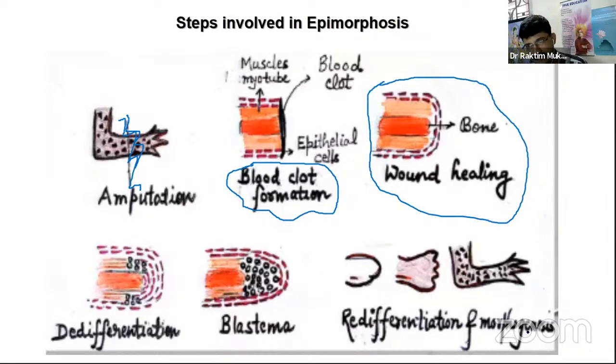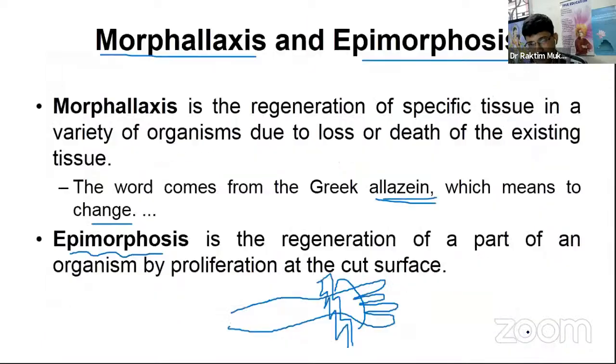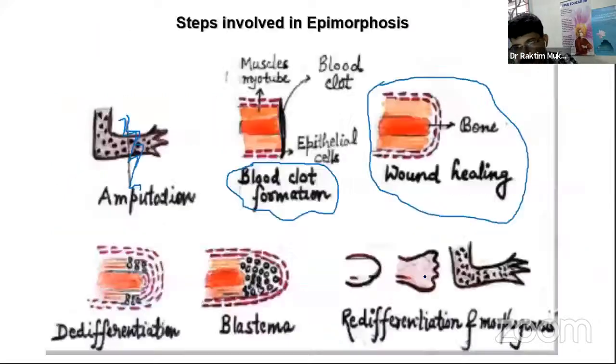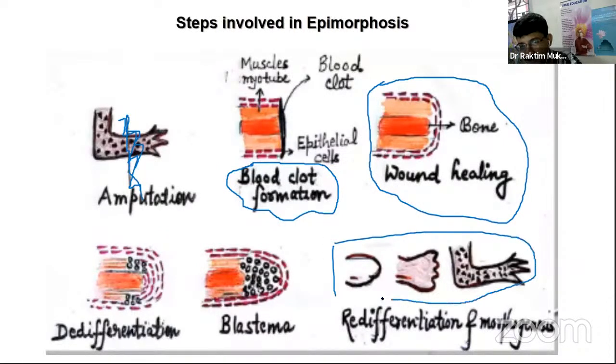Once again, let's see the definition based on this example. Epimorphosis is the regeneration of a part of an organism by proliferation at the cut surface. So therefore, here you see the cut surface, the proliferation takes place, and ultimately you end up with the complete structure. This is epimorphic regeneration.